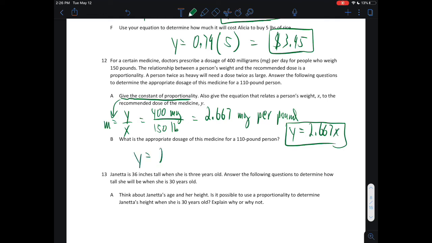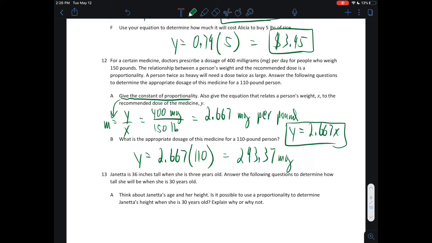That would be take 2.667 times 110. And when you do that, you would get 293.37 milligrams. Do you think this problem shows you the importance of proportionalities and using them correctly?